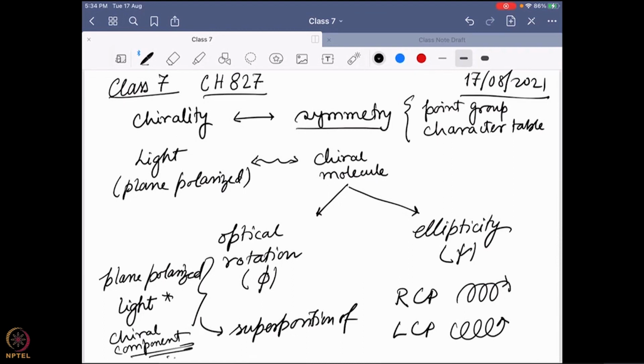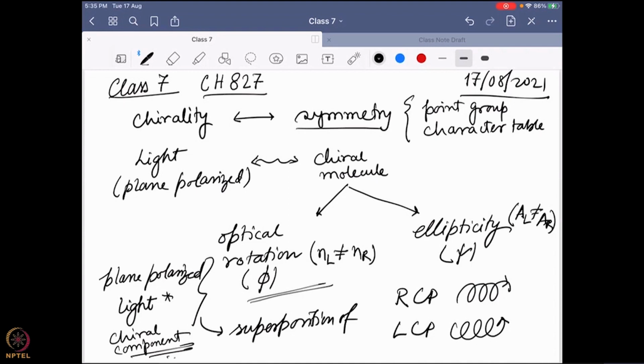And if they are actually moving differently, then you see the difference in the optical rotation, which is also known as the circular birefringence. And if the absorbance is different, that is known as the ellipticity. And the main phenomenon is actually known as circular dichroism. So that is what is actually happening.